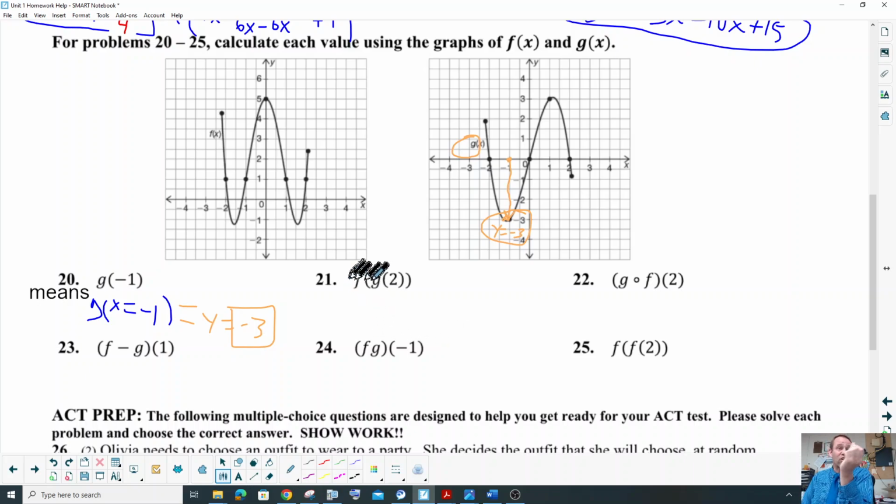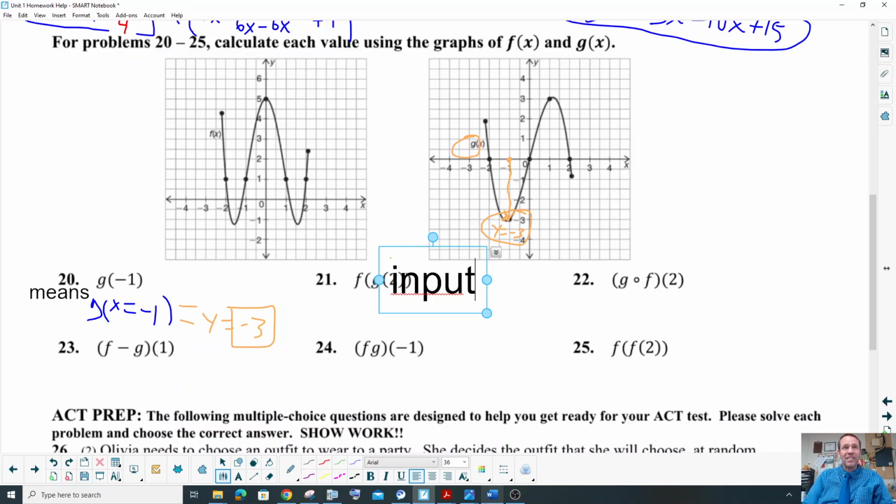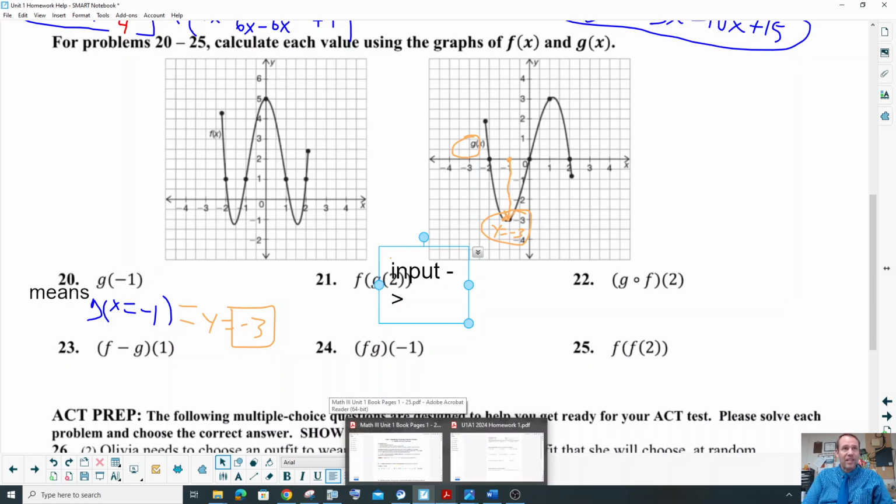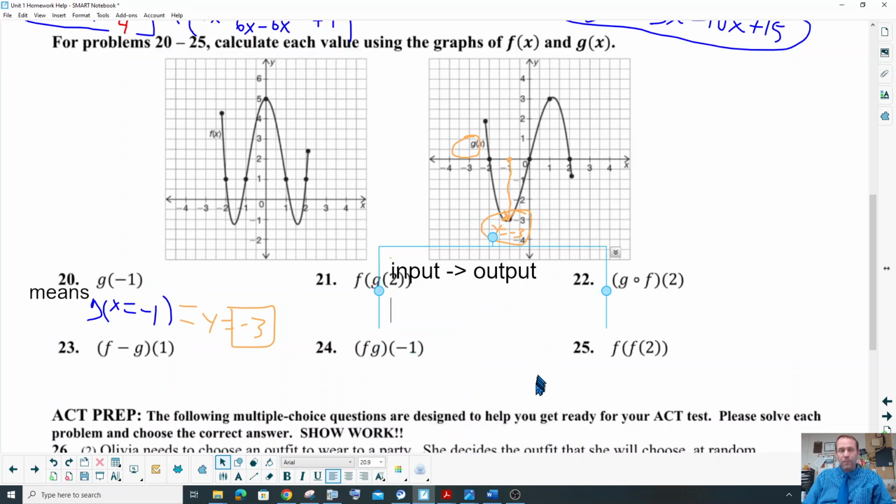So now for 21, you're going to have to go from one graph, find the one value, and then go to the other graph. So we're going to go inputs, and then arrow. So the input becomes the output. So we go input, outputs, and then it becomes the input for the next function, arrow. And then we get our final output.